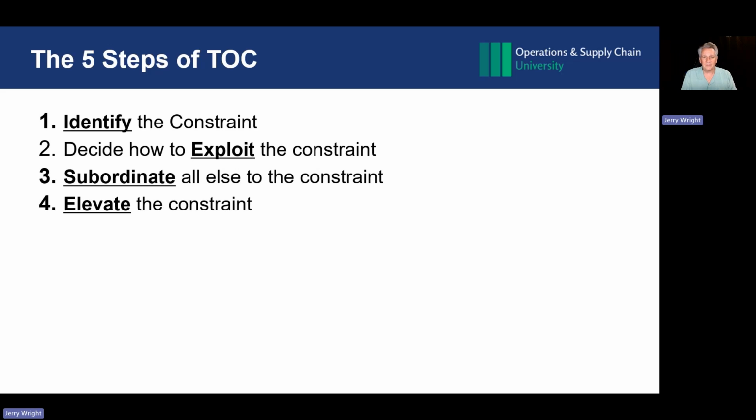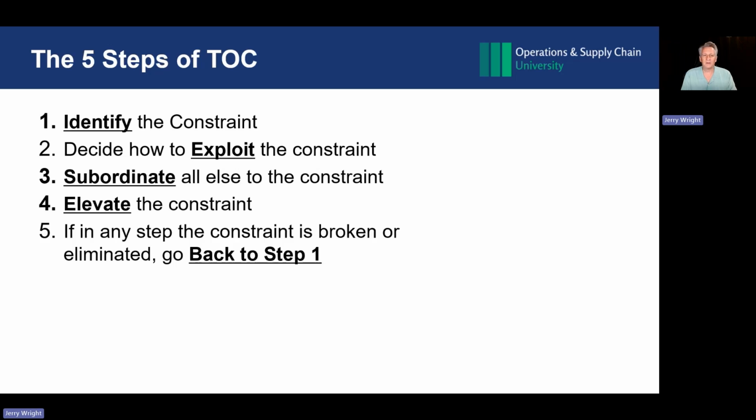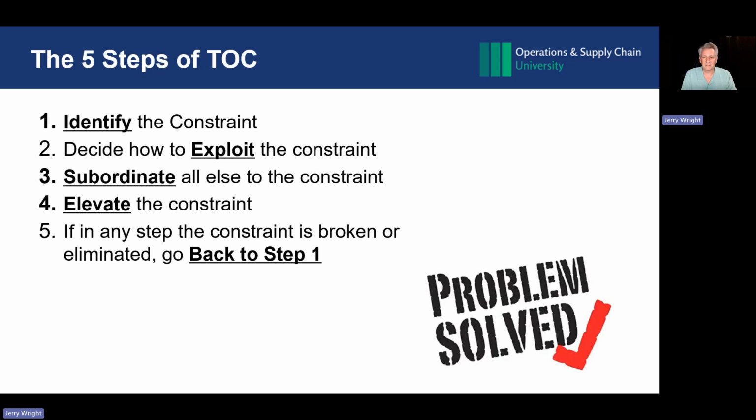4, then next, try to elevate the constraint. Is there a way to eliminate the constraint being a limit or a bottleneck? Is there a way to elevate it? And 5, then at some point, if you can break the constraint, go back to step one and start all over. Maybe the constraint has moved. Constraints can move. It is realistic.